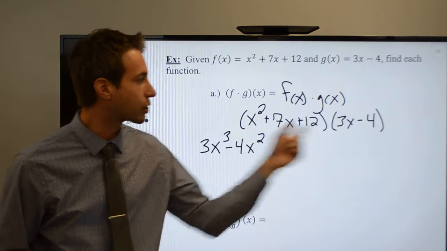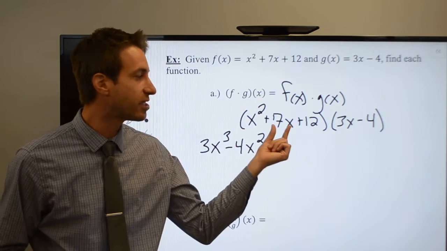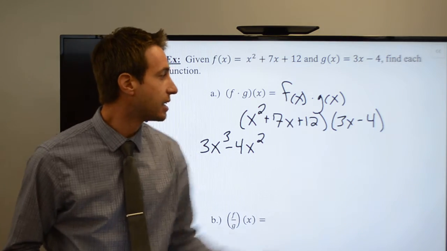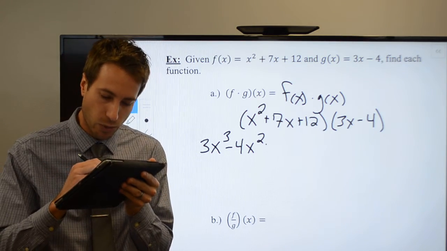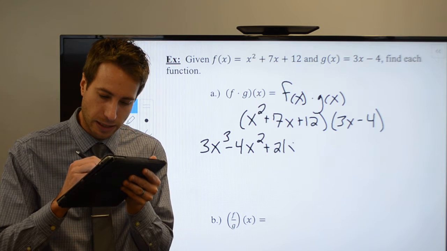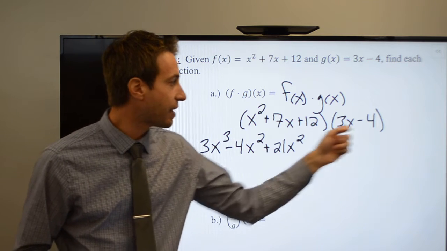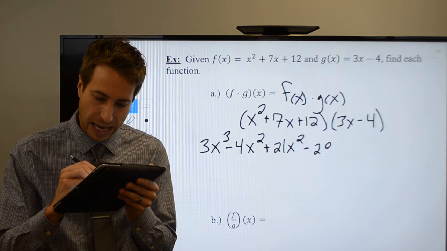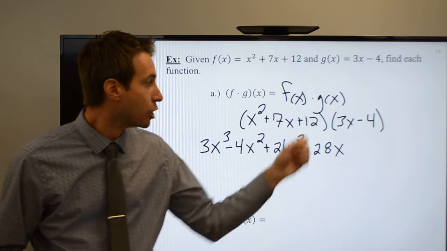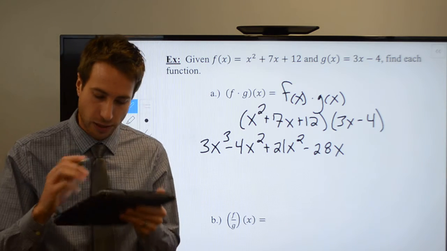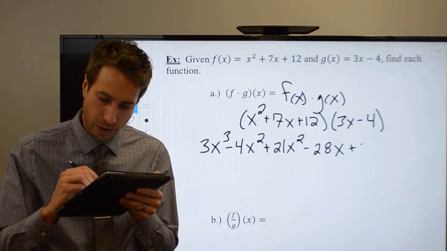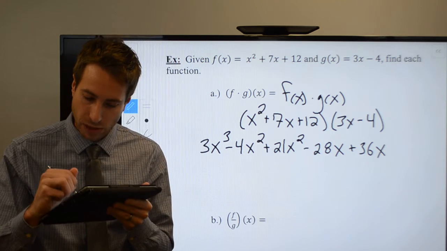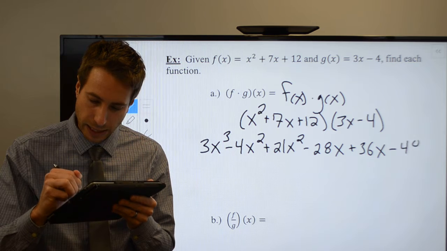All right, so now we multiplied the x squared by both of these guys. Now we go to the 7x. We'll multiply it by both of these guys. So 7x times 3x is going to be plus 21x squared. And then 7x times a negative 4 is going to be minus 28x. 12 times 3x is going to be plus 36x. And 12 times a negative 4 is going to be minus 48.